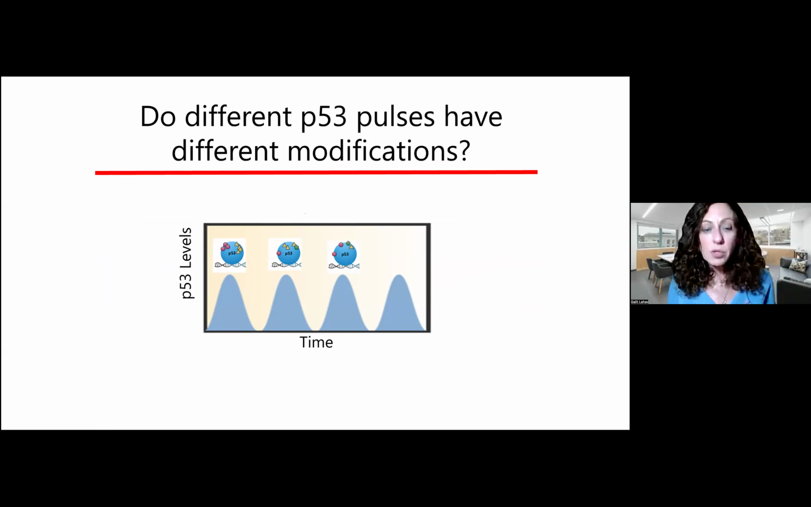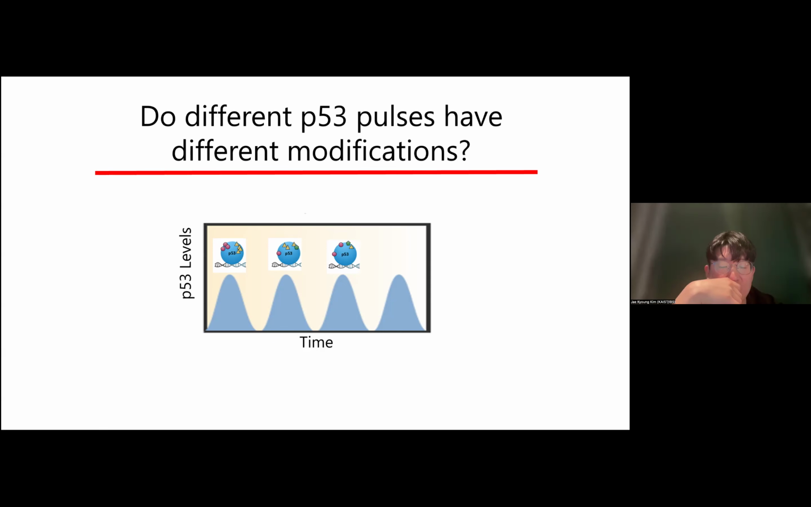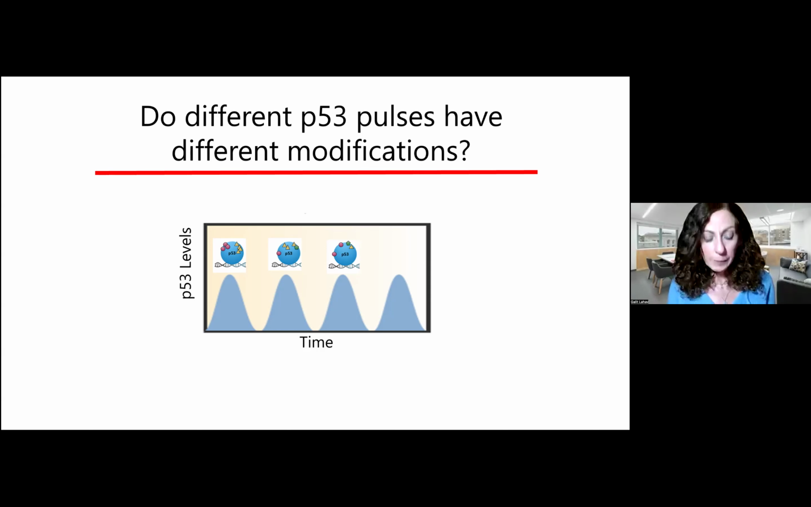Because remember, so far, we fused p53 to a fluorescent protein. So we just measured the total p53, the total protein, but we don't know where it's modified. And these modifications matter a lot for its function. So we said we want to see where it's modified in the first pulse, second pulse, and so on.